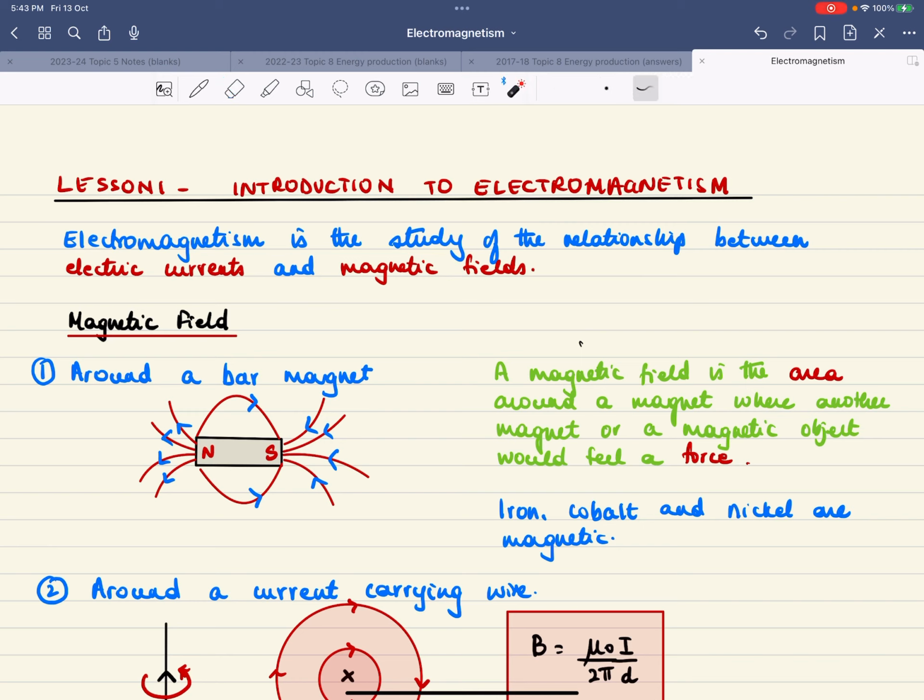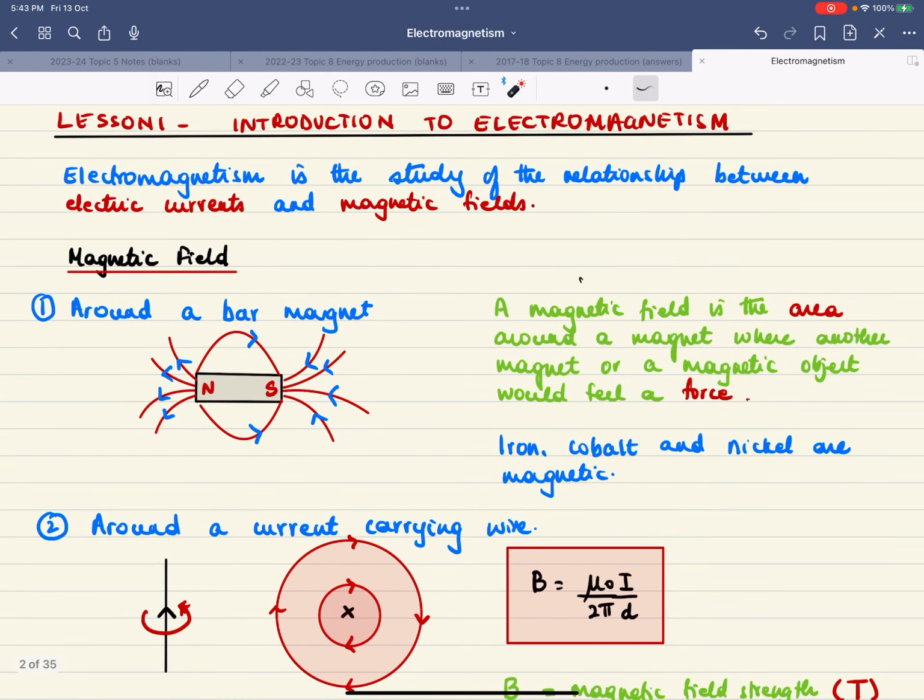Now, where do we have magnetic fields? You do have a magnetic field around a bar magnet, and what we need to make sure is that field lines leave the North Pole, enter the South Pole, and it's most concentrated at the poles.